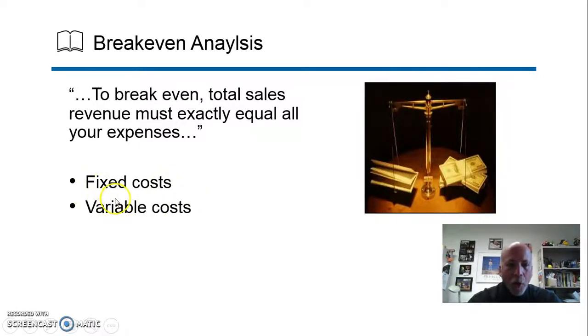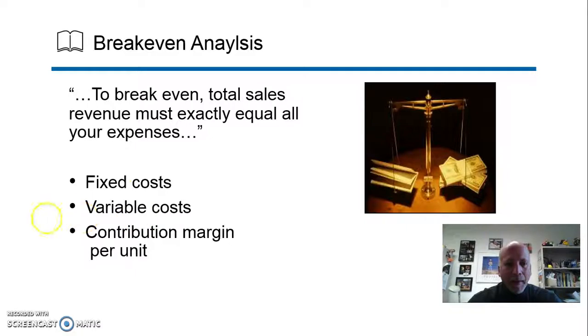Variable costs go up with the more units I sell, go down with selling fewer units. The difference between what I sell and my variable cost is what's called the contribution margin per unit. And then lastly, when I look at how many units I need to sell to break even, it's called a break-even point in units. So how many items do I need to sell in order to break even?